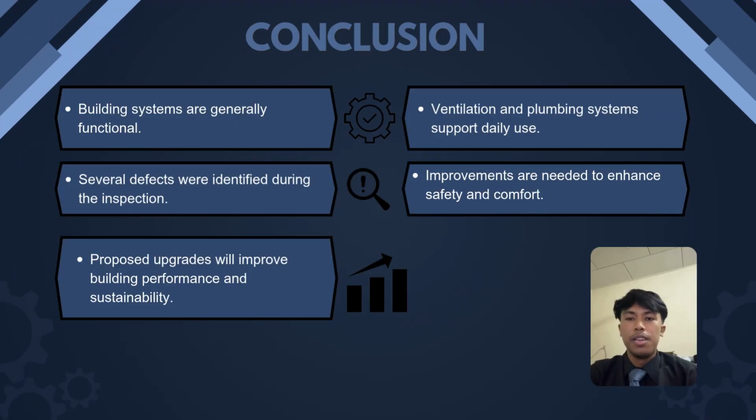In conclusion, the mechanical systems in block C20 are generally functioning well and support the daily needs of users. However, several defects were found during the inspection, including damaged windows, faulty plumbing fixtures, and the absence of fire protection systems. To address these issues, several improvements have been proposed, such as repairing damage, upgrading facilities, and installing fire safety equipment. These upgrades will improve the building's safety, comfort, efficiency, and sustainability. Thank you.